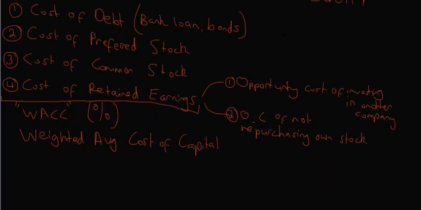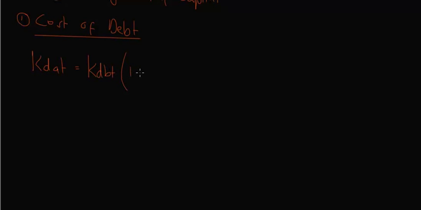So let's scroll. And we'll start with number one. Number one is the cost of debt. Now this is the easiest one. The cost of debt is basically, let's just write out the formula for it first. K, this stands for cost because we don't use C. KDAT, and that stands for the cost of debt after tax, and that equals the cost of debt BT, before tax, multiplied by 1 minus T.